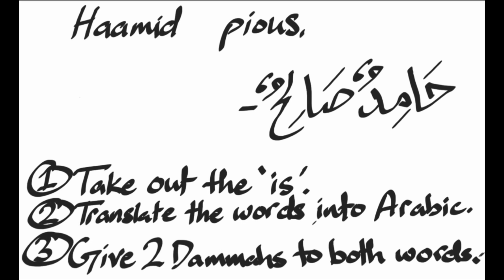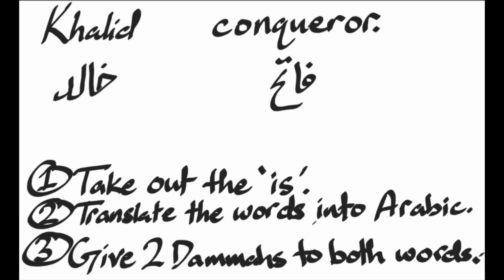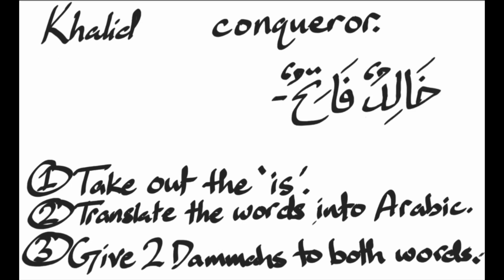Now let's do the same with the third sentence. Khalid is a conqueror. You're going to take out the a. We're also going to take out the a, and we'll explain that later why. Then we'll translate the words into Arabic. Khalid will stay as Khalid, and conqueror in Arabic is Fatih. And lastly, we will give the 2 dhammas to both of the words. And we'll write it in the same format. Khalidun Fatihun. Khalid is a conqueror.